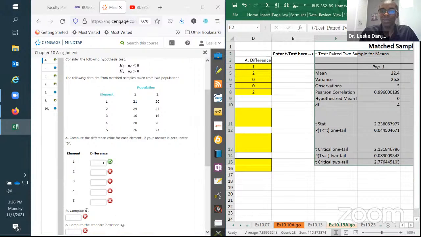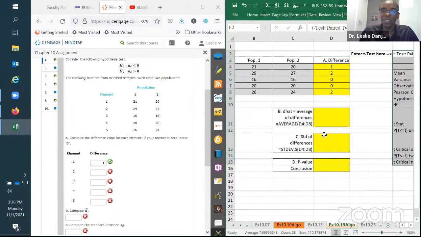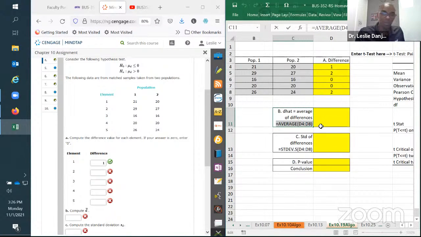Well, what is the average, in other words? So what we did was, it's the average of D4 through D8. So it's the average of all of these. That's how you calculate your differences. So copy this, paste that. The average of all of that is 1.